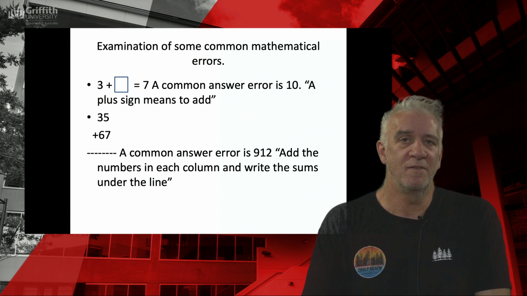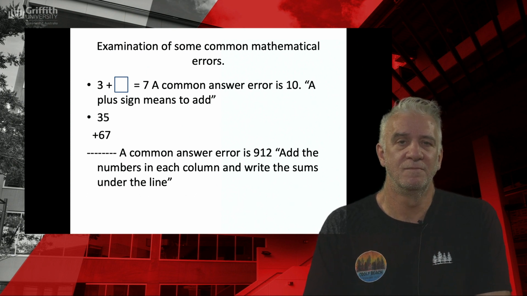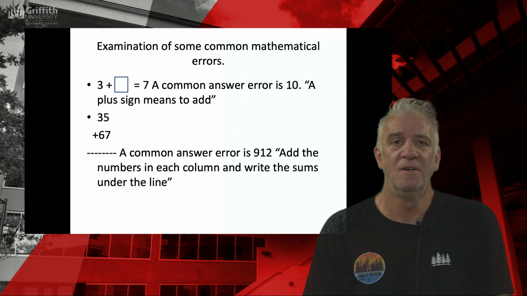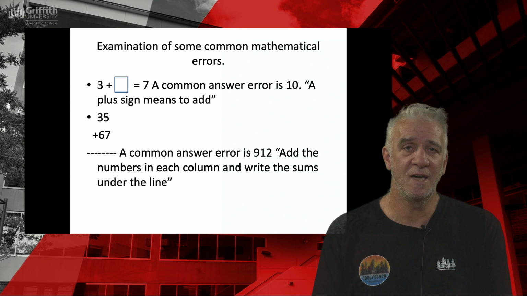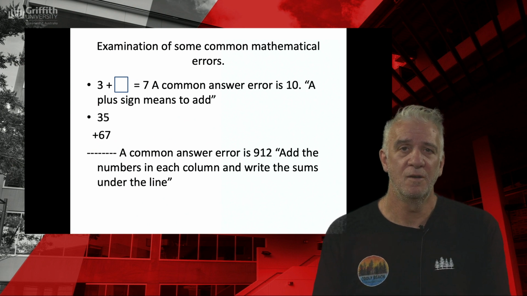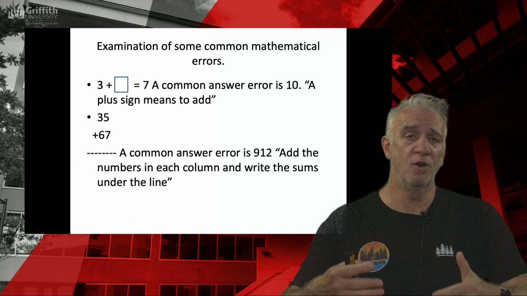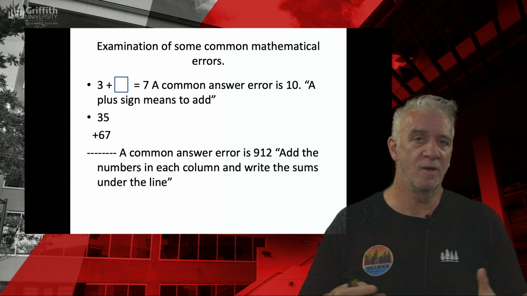3 plus something equals 7. Right, the missing addend. Common answer here is 10. 35 adds 67, the common answer is 912. Right, so these are ones we've seen a lot. How did they come to that solution? It's not too hard to see how they might come up with 912. Right, 3 and 6 is 9, 5 and 7 is 12. The question is, what are you going to do as a teacher to help them correct this misconception and develop a correct conception of how to do it, and then move on?